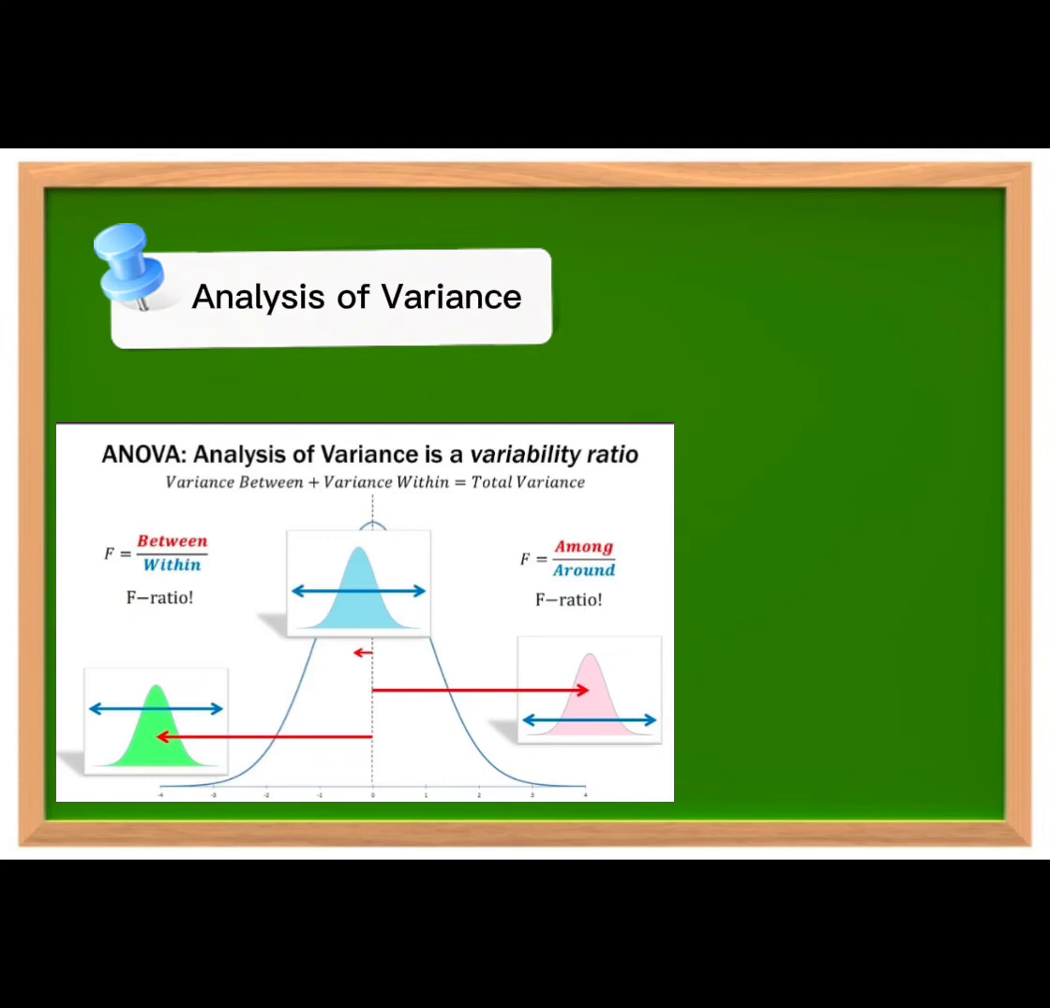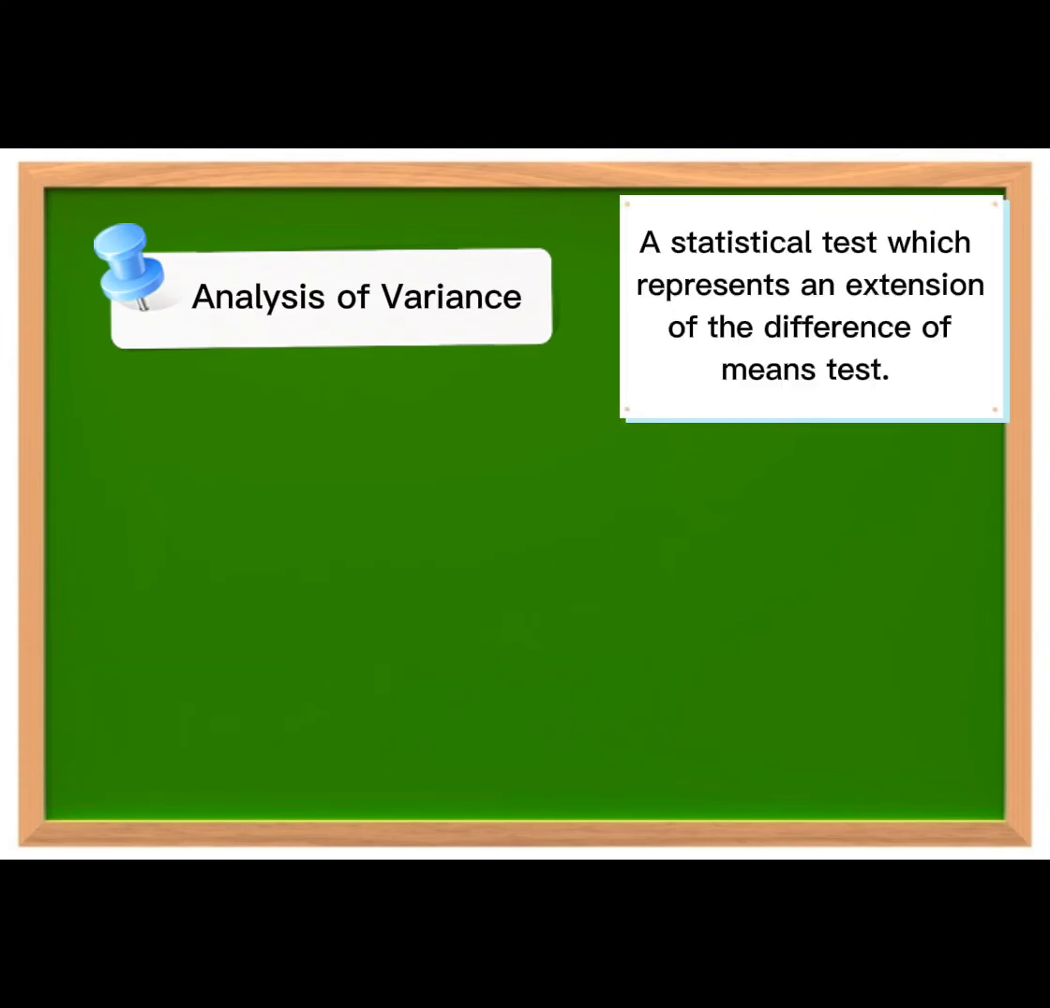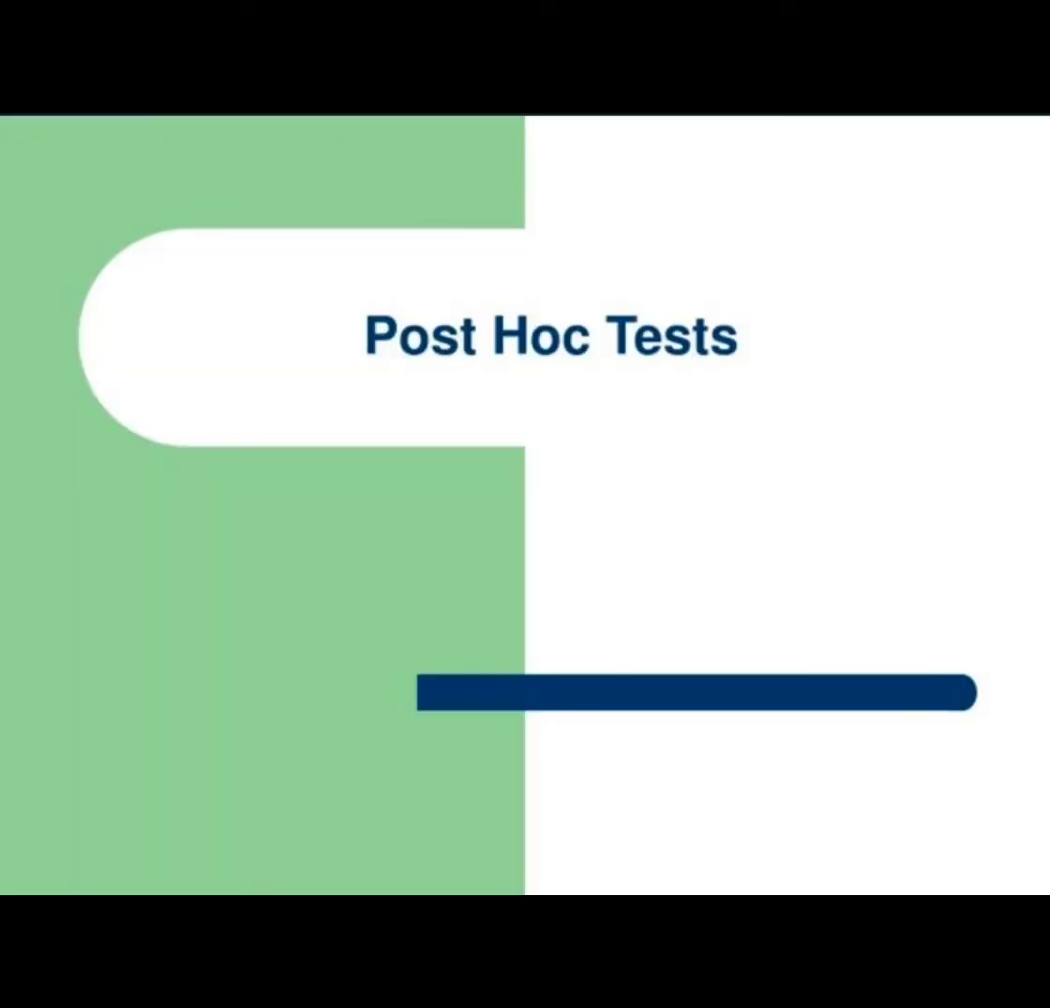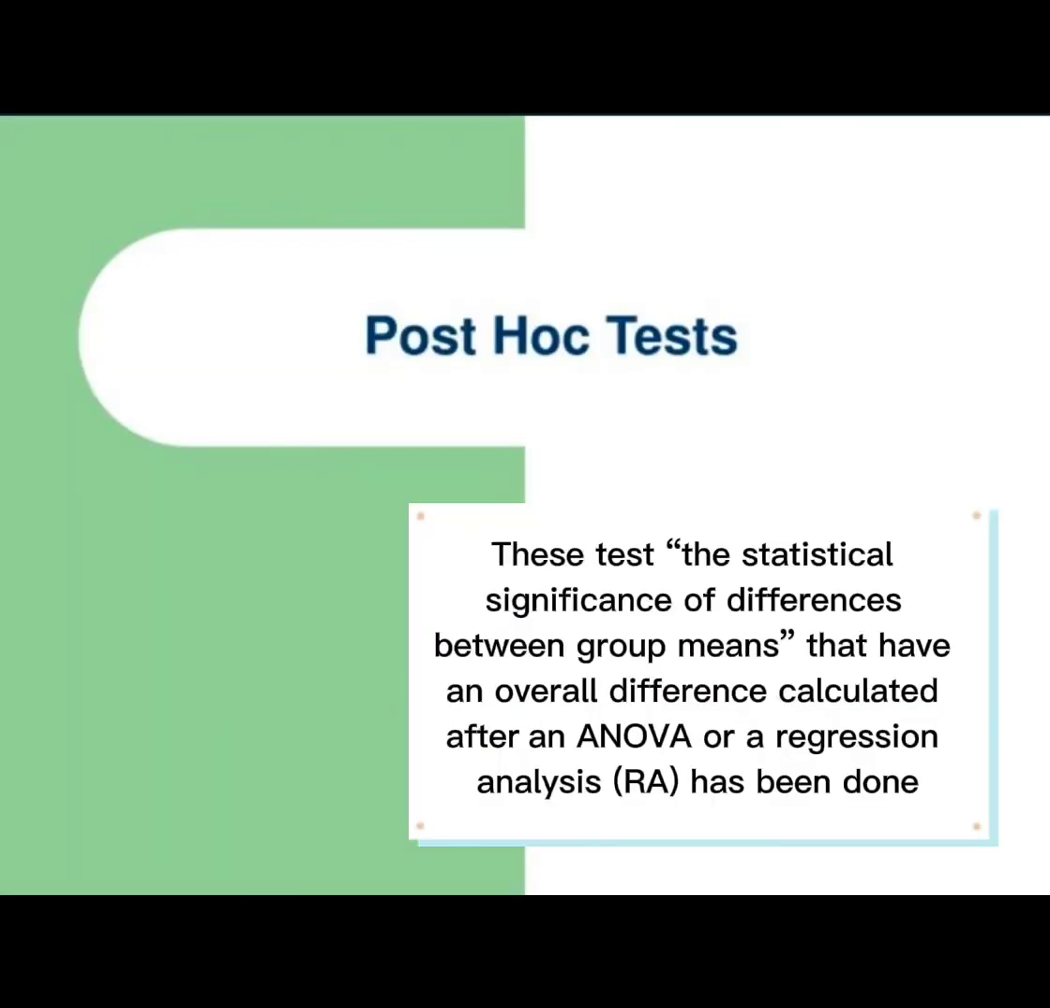Analysis of variance. A statistical test which represents an extension of the difference of means test. Post hoc test. These test the statistical significance of difference between group means that have an overall difference calculated after an ANOVA or a regression analysis RA has been done.